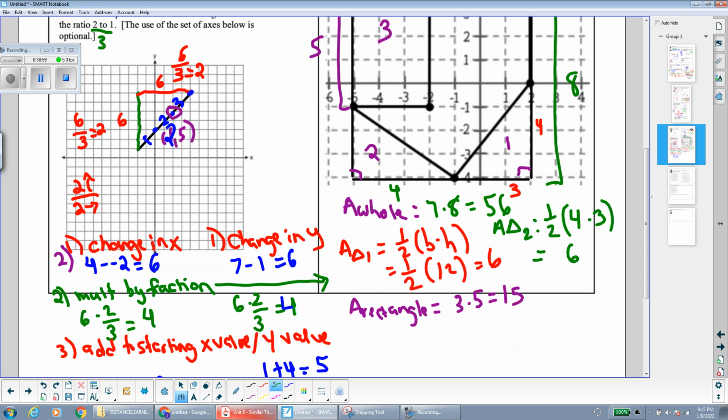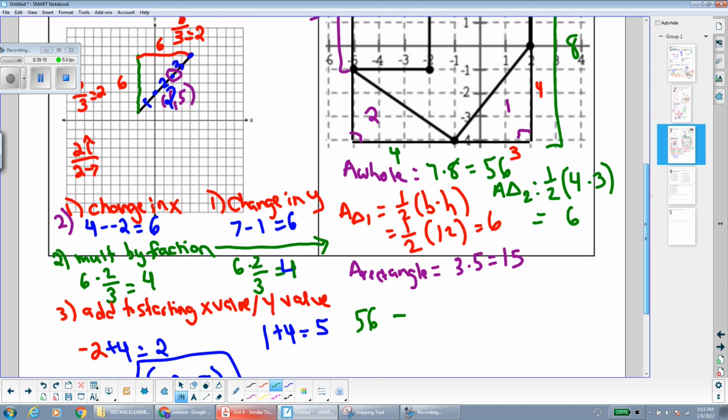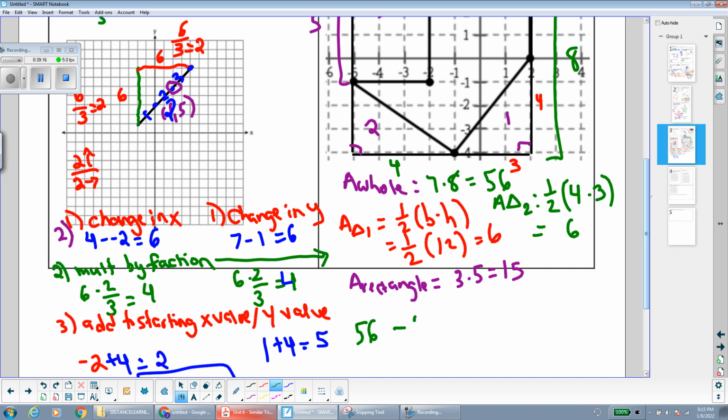So we're going to take the area of the whole, which was 56, and subtract off the areas of the other shapes surrounding the one that we're interested in. That should leave us with the area of the shape that we actually want. So 15 plus 12 is 27. So 56 minus 27 is 29 units squared, and that would be the area of the shape we're interested in.